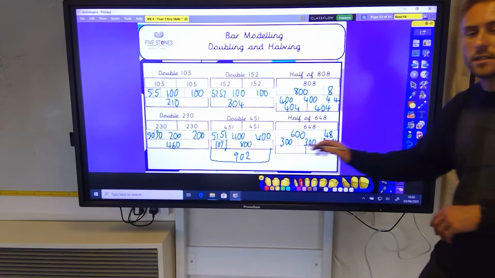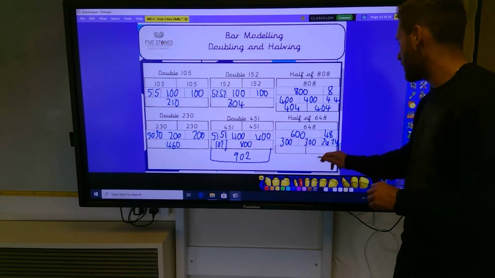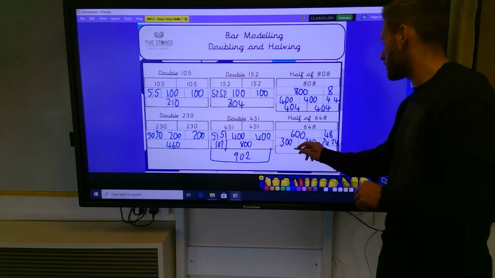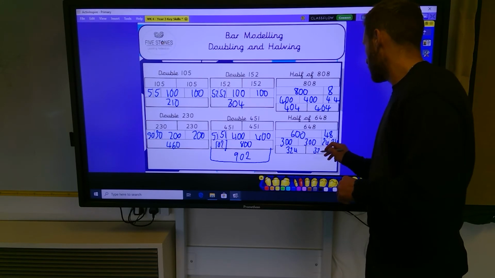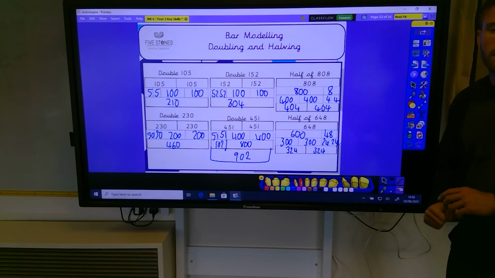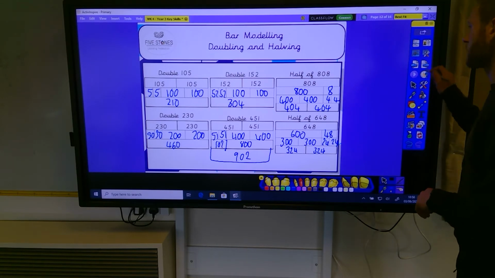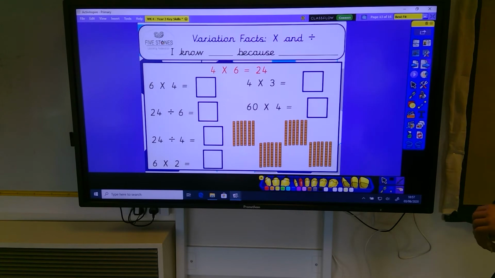Fantastic. Some of you might have partitioned your bar model into even smaller parts. So we've got 324, 324. So good, efficient thinking to allow you to double and halve in your head. We are now going to work on some variation facts.